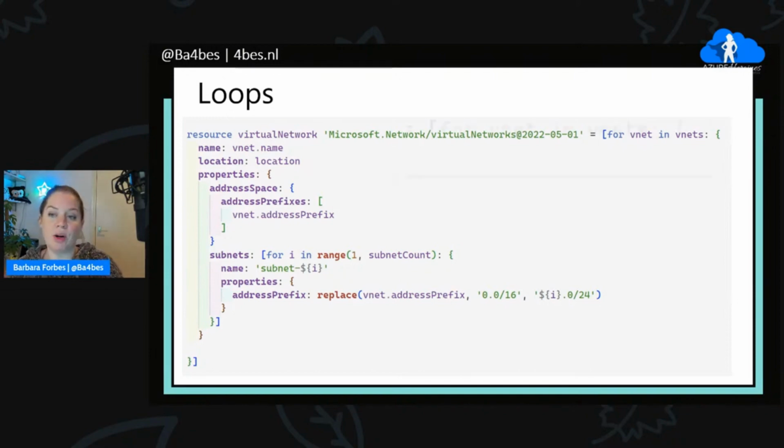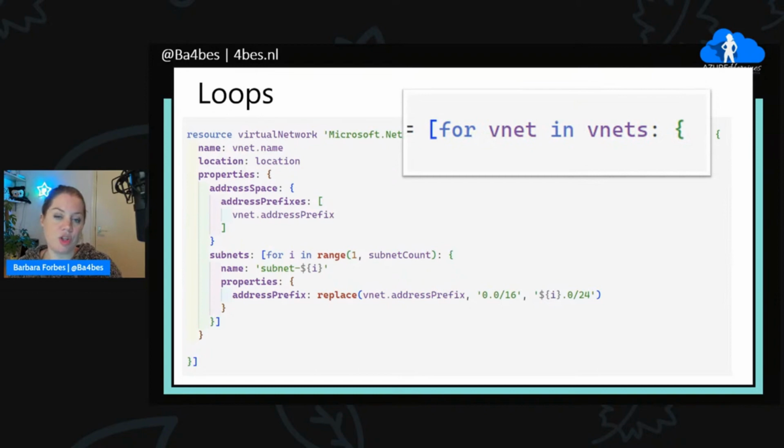So the array part is just this one. Just for VNet in VNets. So there's an array with VNet that's called VNets, and it will grab all the entries in that array. So that's all you need to do for that loop.